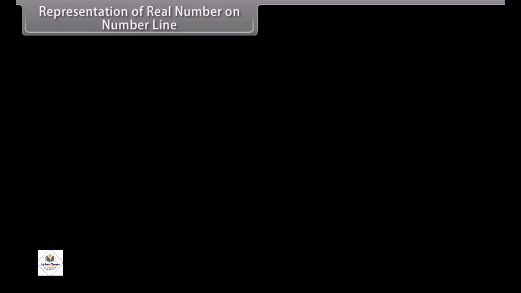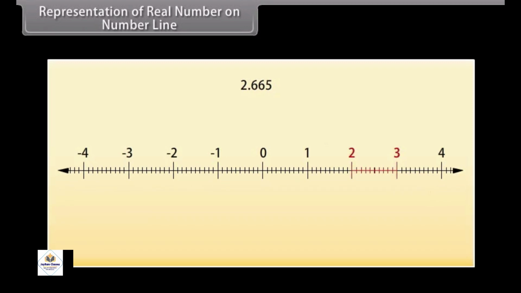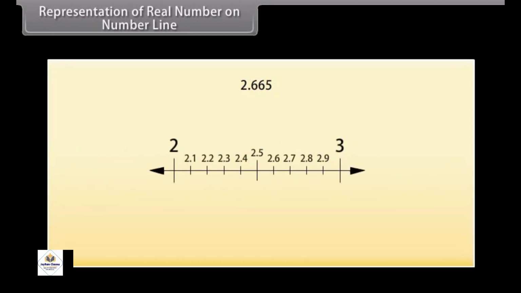Representation of real numbers on the number line. We now know that every real number has a decimal expansion. That decimal expansion helps us to locate it on a number line. Let us locate 2.665 on a number line. We know that it lies somewhere between 2 and 3. Imagine dividing it into 10 equal parts. For a clear view of numbers, the first part represents 2.1, and the second part is 2.2, and so on. Here, 2.66 lies between 2.6 and 2.7.